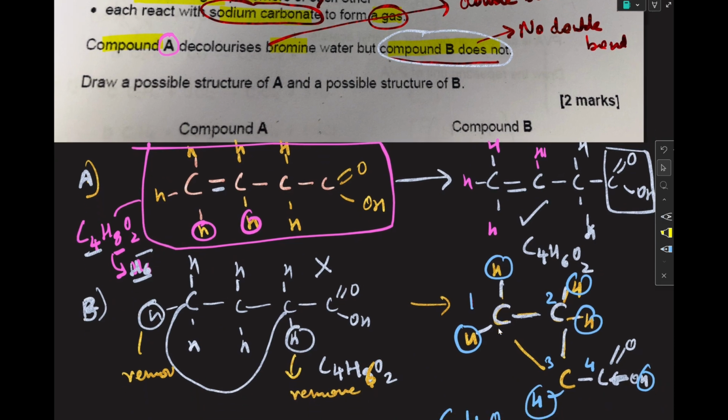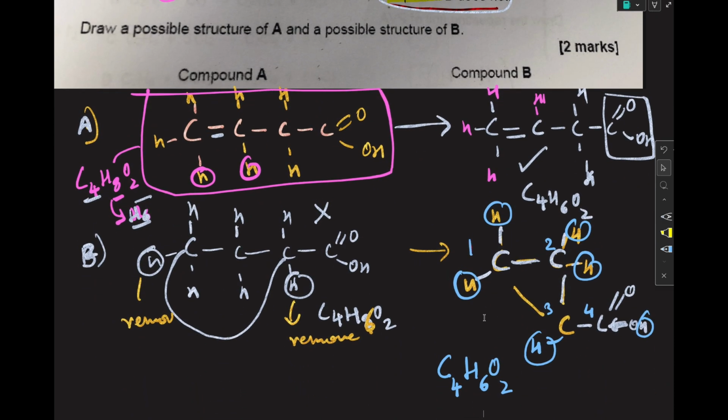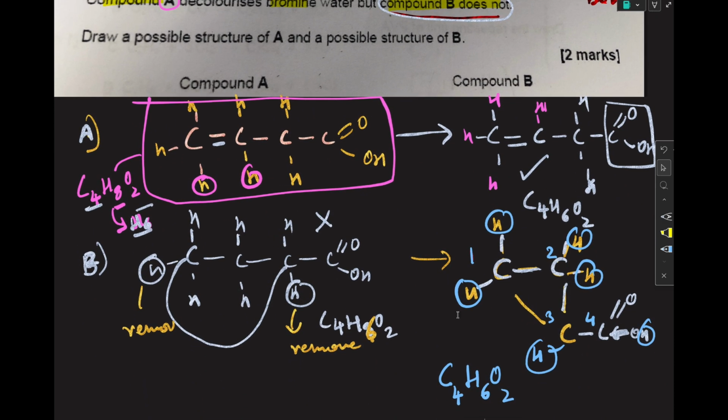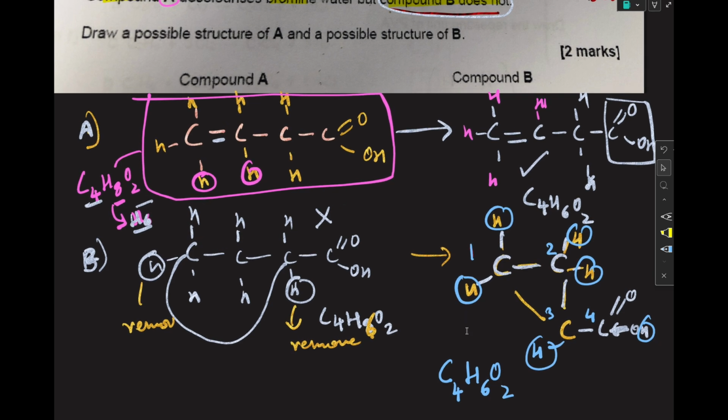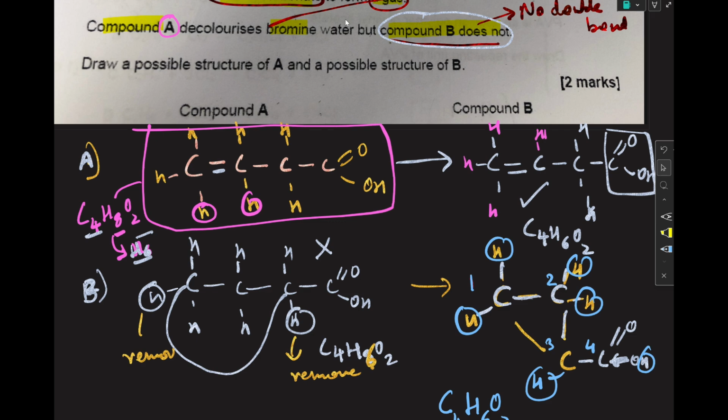So for the future, please remember, if there is no double bond present and they still say there are two fewer hydrogens than expected, that means there must be a cycle in the structure. Okay, I hope this makes sense. Please let me know if you have any other questions. Thank you.